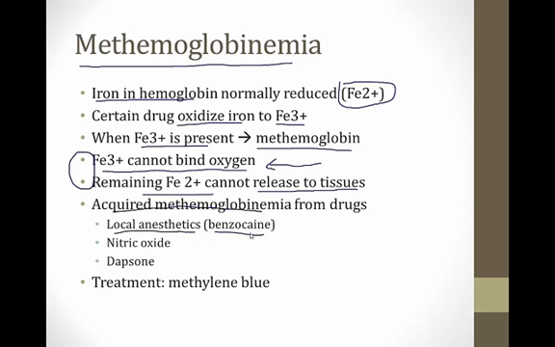There are several drugs that are classic for causing an acquired methemoglobinemia, and these include local anesthetics like benzocaine. It can also occur after exposure to nitric oxide. This can happen to premature babies who are given nitric oxide for vasodilation. There's also a rarely used antibiotic called dapsone that can cause this complication. The treatment is a compound called methylene blue, which quickly converts the Fe3+ iron back into the Fe2+ state.